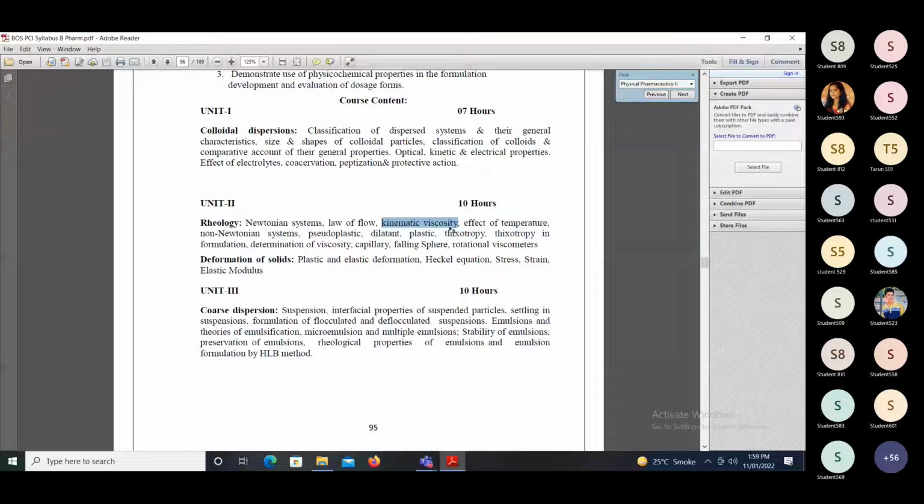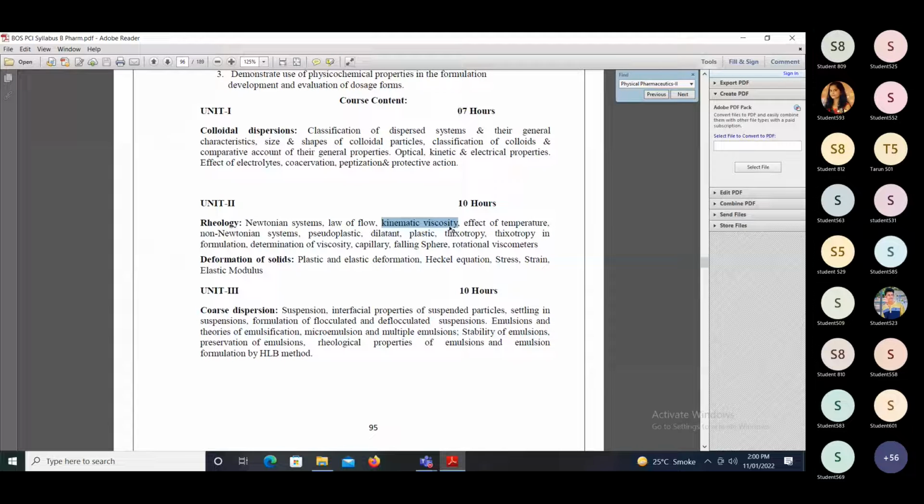Then the non-Newtonian systems, which are again of different types. Examples for the Newtonian and non-Newtonian systems we are also going to discuss here. A non-Newtonian system is divided into three types: the pseudoplastic system, the dilatant system, and the plastic system. Afterwards, thixotropic behavior in formulations and determination of viscosity.